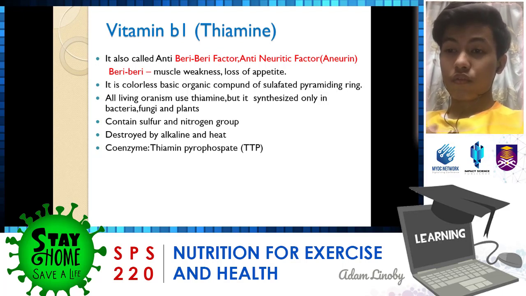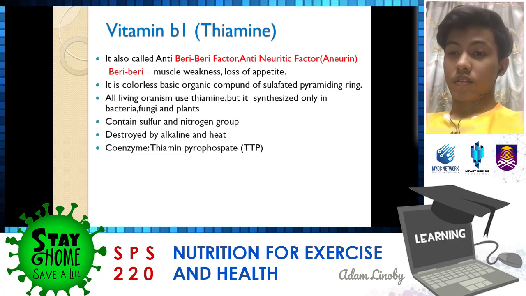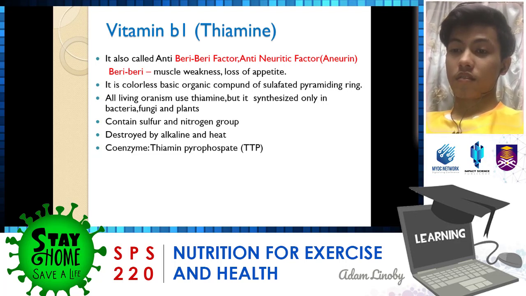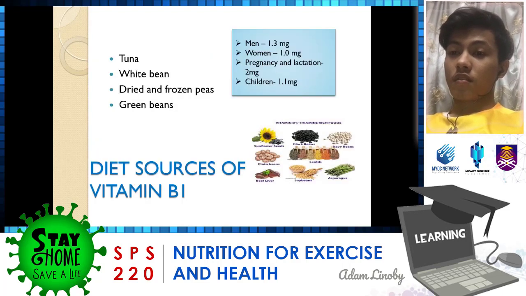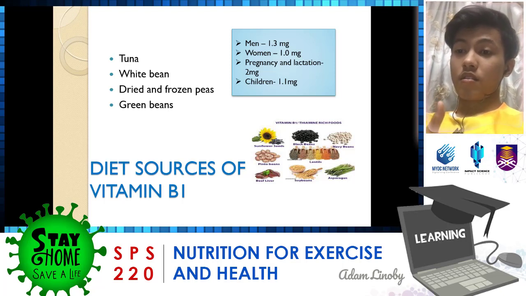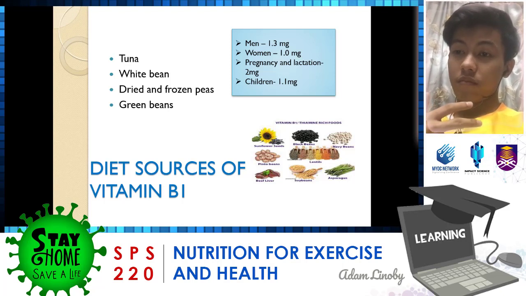Okay, next, it contains sulfur and nitrogen groups. Next, it is destroyed by alkaline and heat. Next, coenzyme thiamine pyrophosphate (TPP). Okay, the dietary sources of vitamin B1 are such as tuna, white bean, dried and frozen peas, green bean.